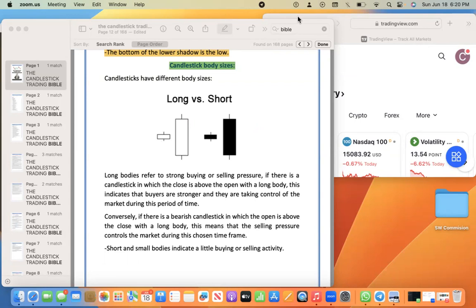And a short body is going to tell you that the market, that side, is actually losing momentum, right? That the trend is approaching a change, is running out of gas. Imagine this like a gas tank, right? When your tank is full, you know you have a long way to go. But the closer it gets to empty, you can't really go that much further, right? So think about the candlesticks like that when you're looking at them.